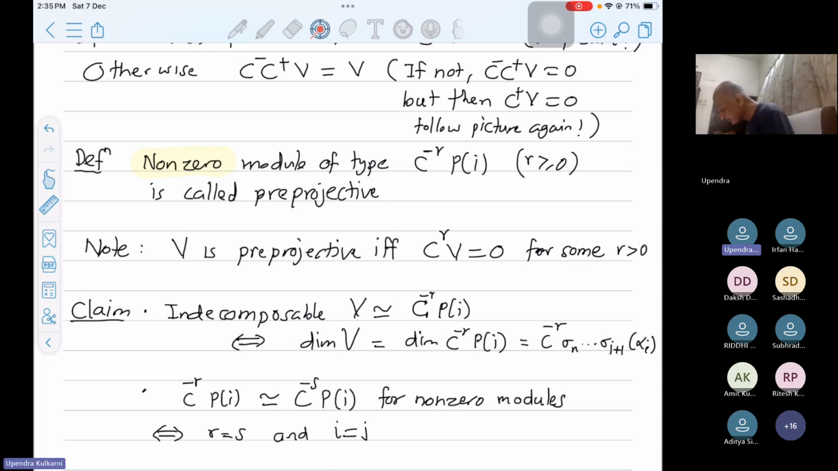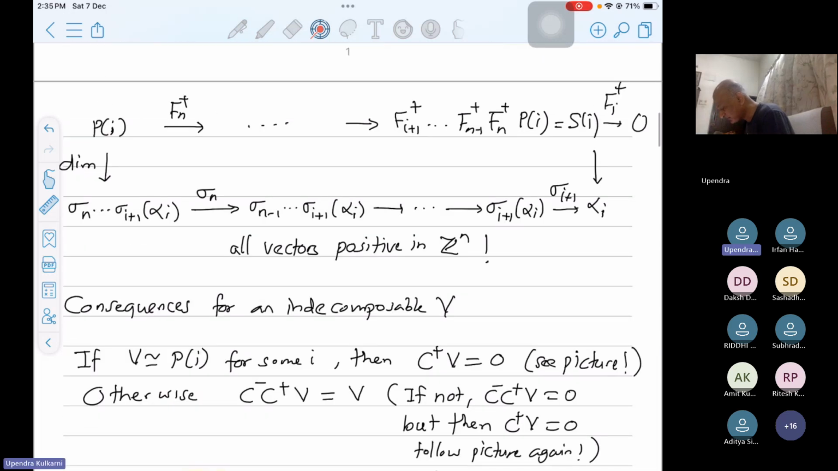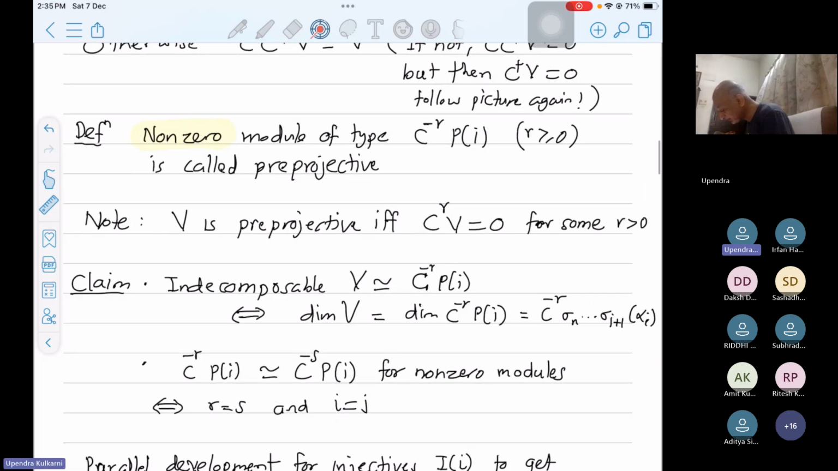And for the backward direction, what do I have? Suppose I have an indecomposable V whose dimension vector is this. Well, just use the same diagram once again. Take this V, take its dimension vector, walk forward in order to go to alpha i on the lower line, and therefore say that if I apply the respective reflection functors above, then I must recover the original representation. That's it. We played this game many times.